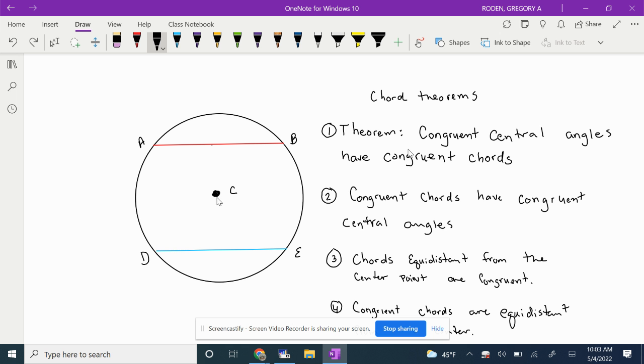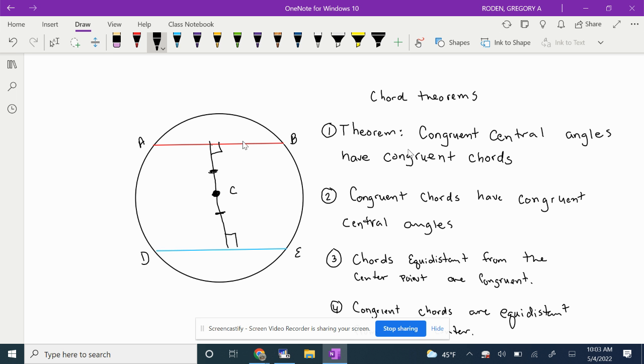Perpendicular distance. So we're talking about a perpendicular distance. What is this theorem saying, guys? Chords equidistant from the center point are congruent. So if I know that these two chords are equal in distance, they have to be right angles. You guys understand that? We've talked about that. And we know that this segment here is congruent to this segment here. Okay, you guys see that?